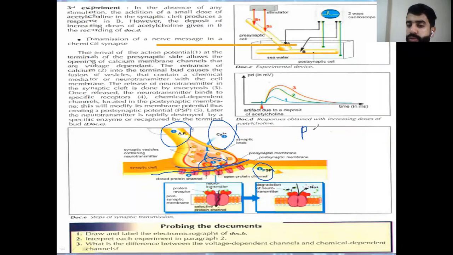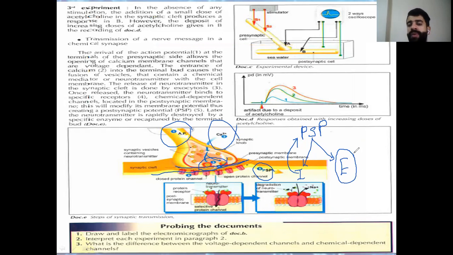This PSP, postsynaptic potential, is of two types. Either it's I, inhibitory, or it's E, excitatory. So if it's inhibitory, we call it IPSP, inhibitory postsynaptic potential, while if it's excitatory, it will be EPSP, excitatory postsynaptic potential. So that depends on the type of the synapse.